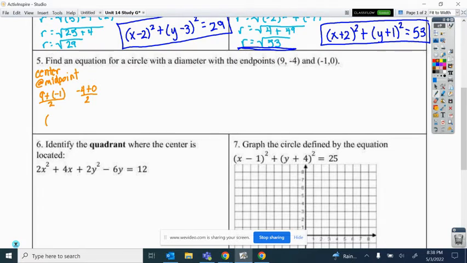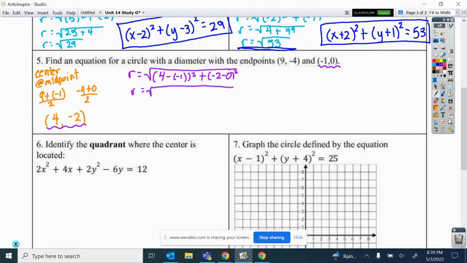So this center is then, let's see, 9 plus -1 is going to be 8 divided by 2 puts us at 4. And -4 plus 0 divided by 2 makes -2. So there we have our center. Then I'm going to need to find the radius for my circle. I'm going to use my center point and one of my endpoints, the -1, 0 here, to find that distance. So I'm thinking 4 minus -1 squared plus, and then we'll do -2 minus 0 quantity squared.